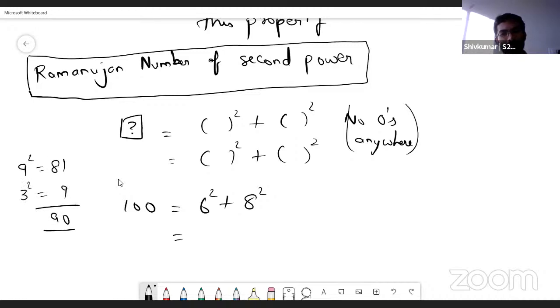Sir, are we talking about Pythagorean triplets? You tell me, are you talking about Pythagorean triplets? In Pythagorean triplets, we need the left hand side to be a perfect square, and this also to be a perfect square, right? Correct. But here this number can be anything, like the Ramanujan number 1729. This can be anything. But these two should be squares, and it should be written as the sum of two squares in two different ways.